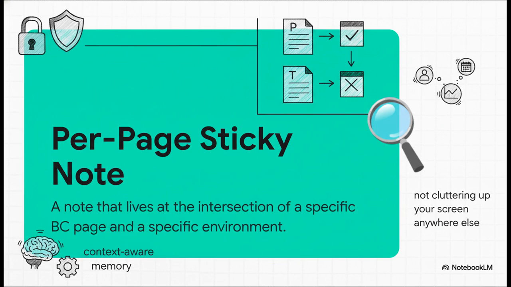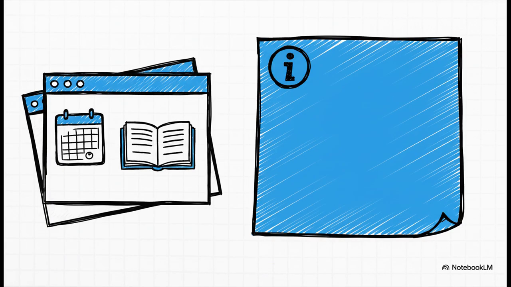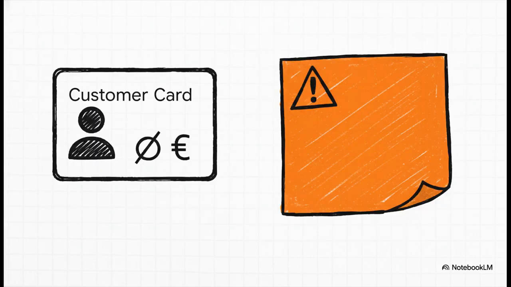Let me show you a few examples of how you'd use this. So, you can set up an info note. This is perfect for capturing a key project decision. Instead of digging through hundreds of emails to remember the agreed-upon go-live date for opening balances, you just leave a little note right there on the General Ledger setup page. Genius.